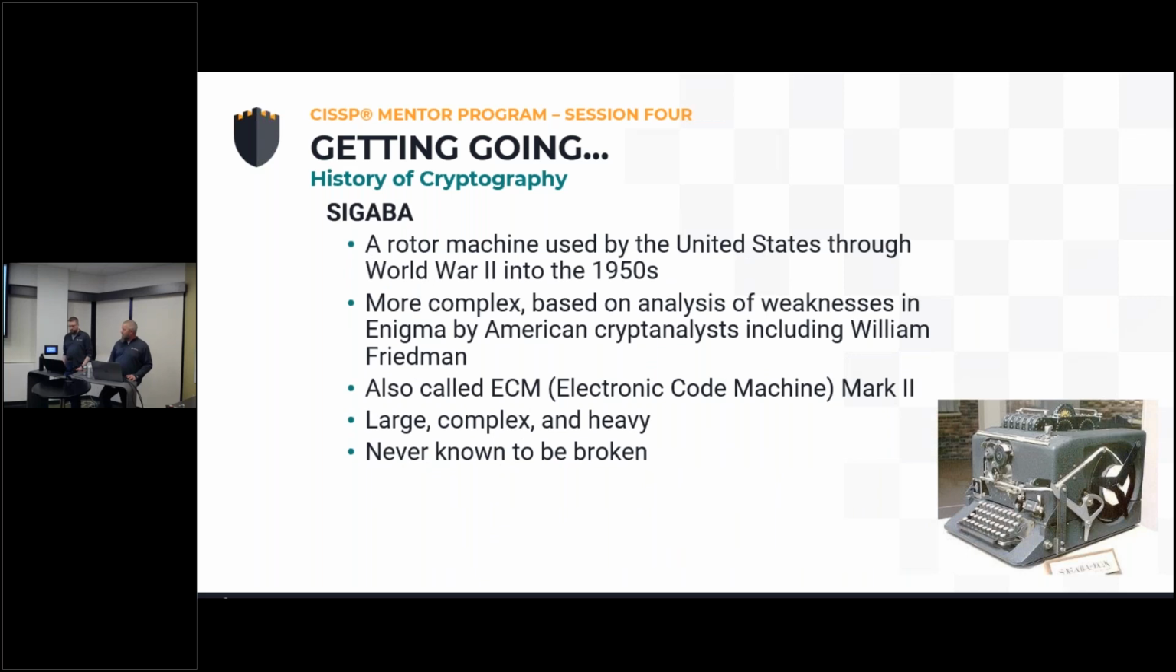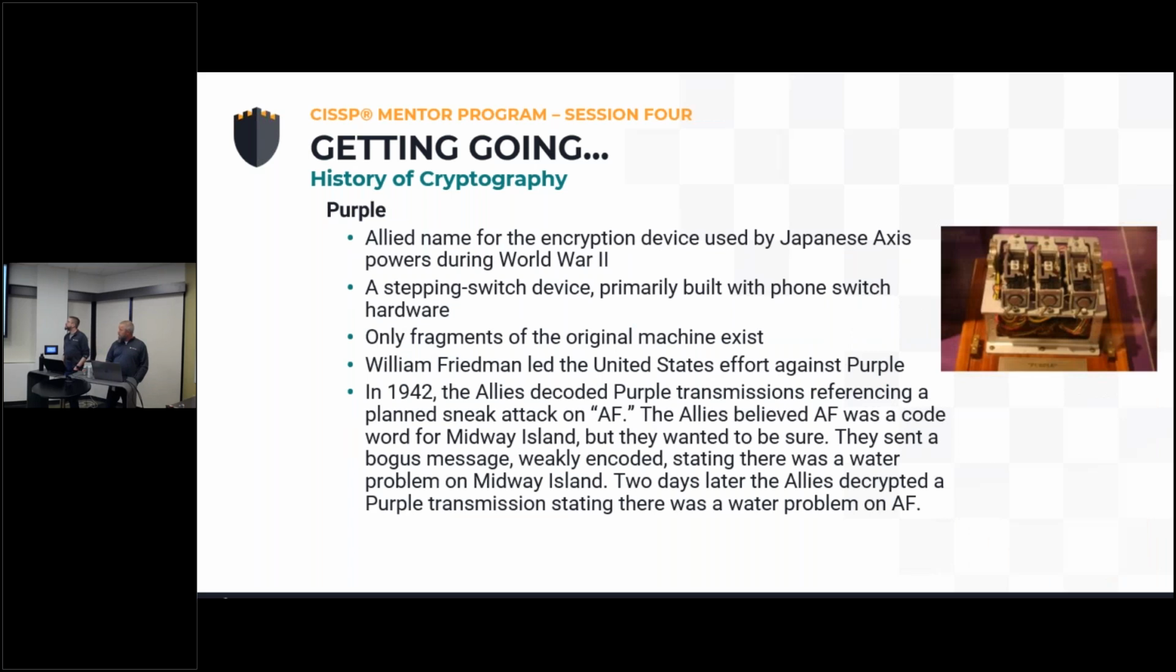You can debate how long, but Sigaba was our US one. Still never known to be broken. Looks like just a big, huge typewriter. I can only imagine how heavy that thing must have been, because you remember, old typewriters are heavy, right? They're made out of some kind of cast iron. Huge. But anyway, never been broken. That's what we were using. Purple: supposedly we've never seen a working unit, other than when we captured them, they were all broken. It's like a phone switch. Instead of rotors, they'd switch.